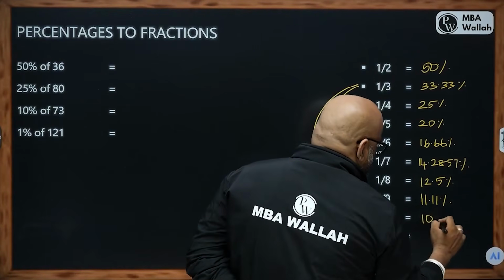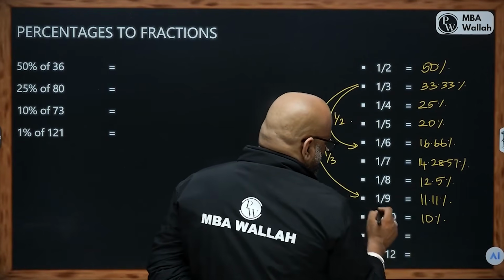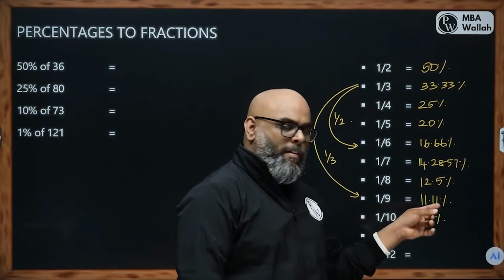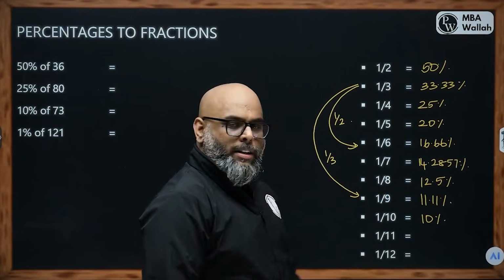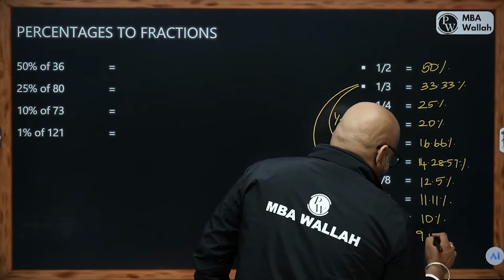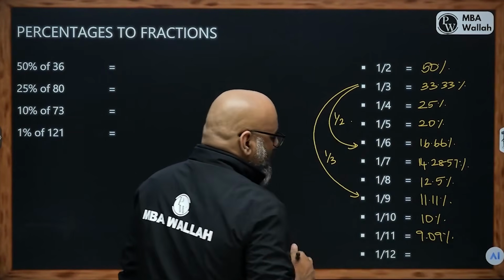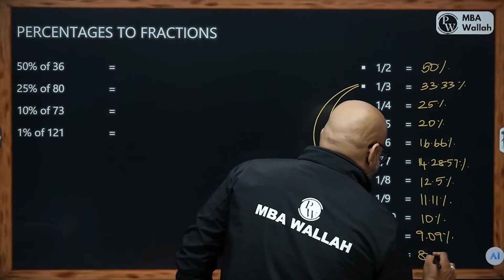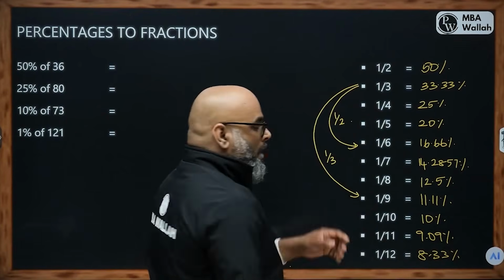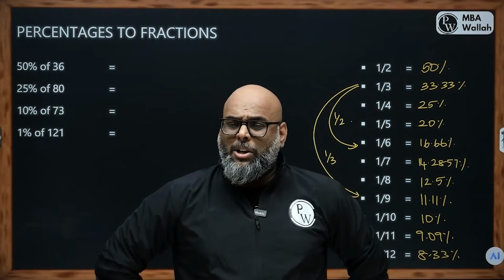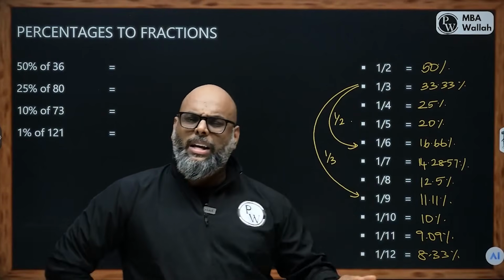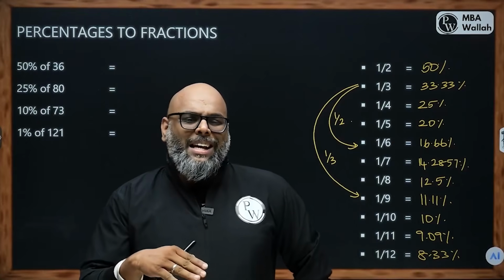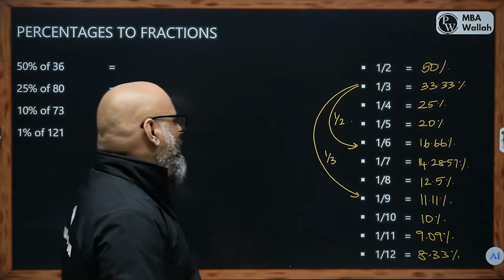1/10 will become 10%. 1/11, 1/9 and 1/11 form a pattern. If you look at this, 1 by 9 is 11.11. 1 by 11 is 9.09%. 1/12 is half of 1/6 again, so 8.3. Now if you can convert percentage values to fractions, it becomes a lot easier for us to solve these questions, right? Now we'll use these fractions and see if we can solve any of the questions given here.